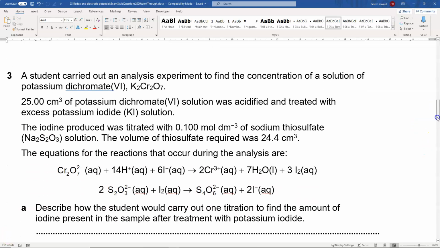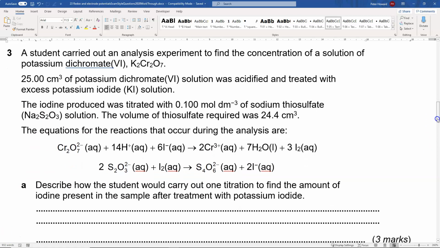We can scroll down and read about a titration experiment. So I might just highlight some key things. We start off with 25 centimeters cubed of dichromate solution, acidified, treated with excess, so maybe this might be important, potassium iodide solution. The iodine produced was titrated with a solution of sodium thiosulfate, and the concentration was given.